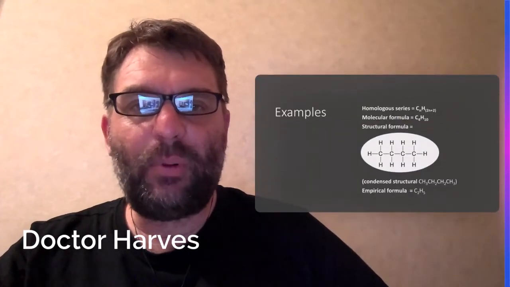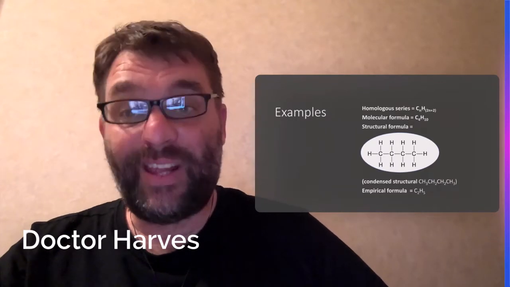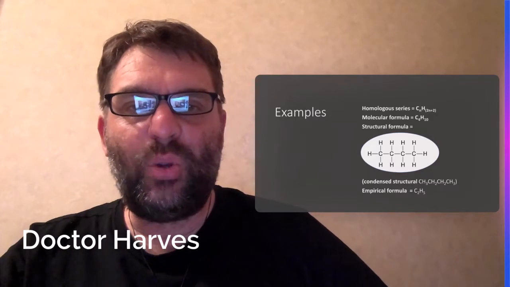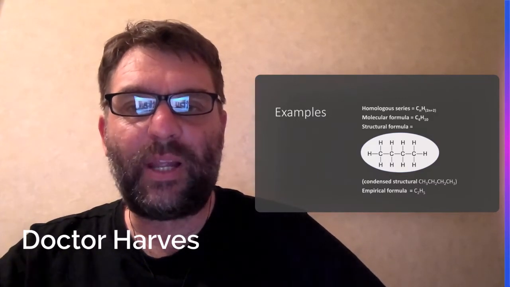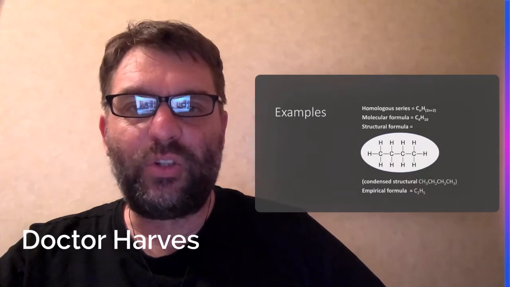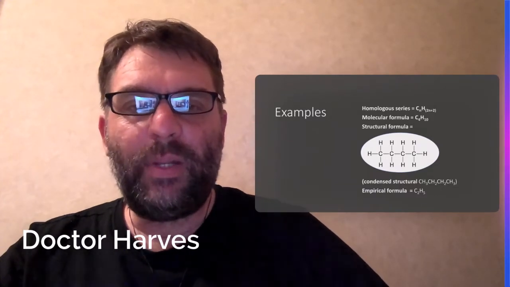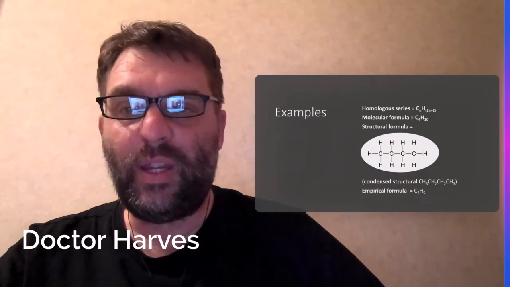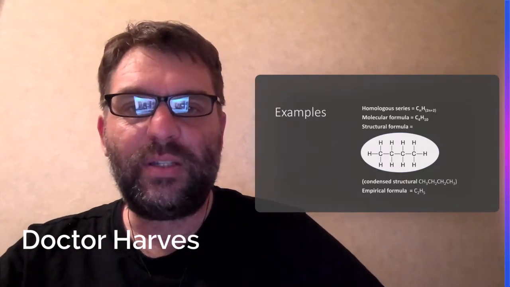So in terms of examples, this is an example here of an alkane, which we'll look at in the next video. The homologous series is CnH2n+2, where n is a whole number. So for the particular example, you've got n equals 4. The molecular formula therefore is C4H10, because 2n is 8, plus 2 is 10.